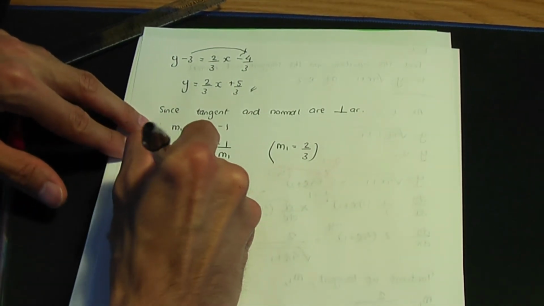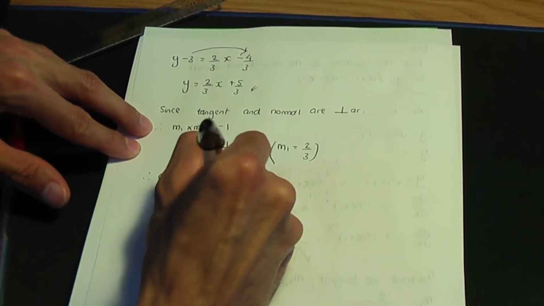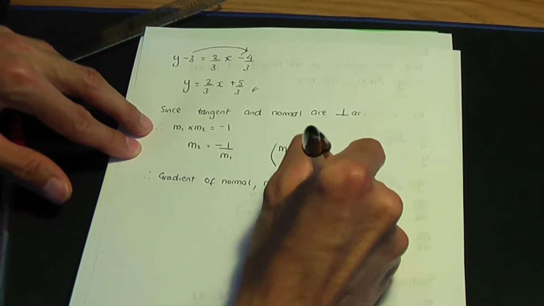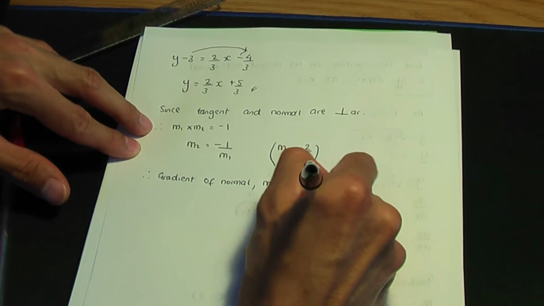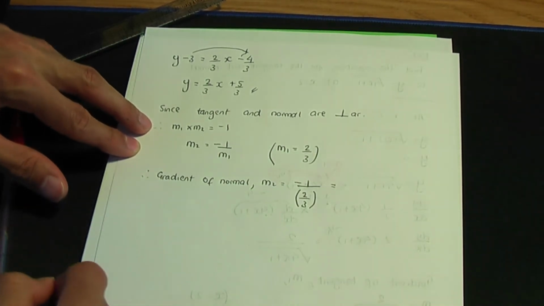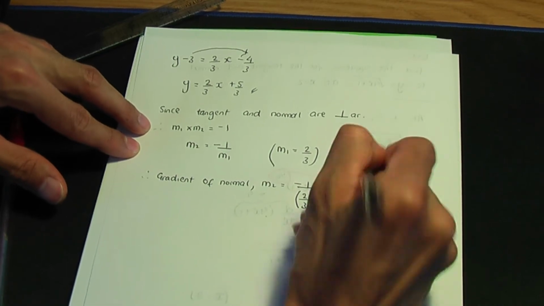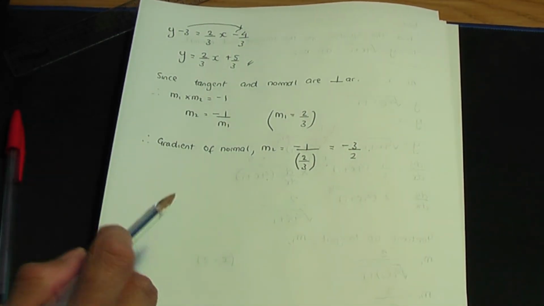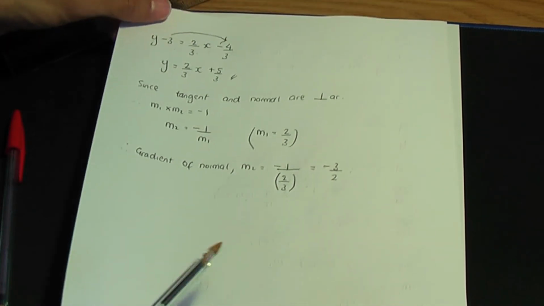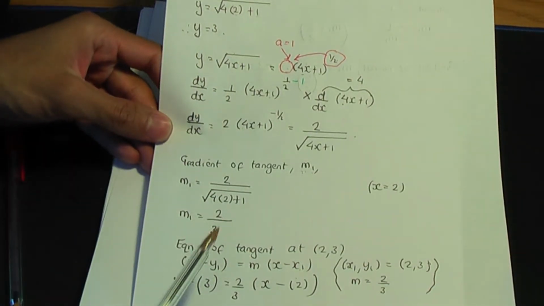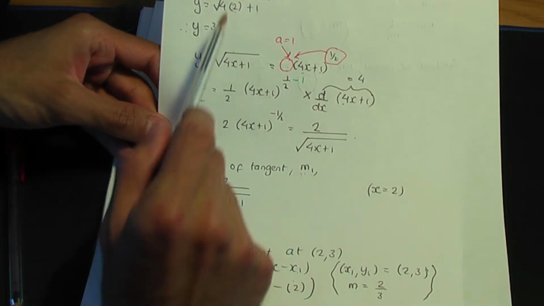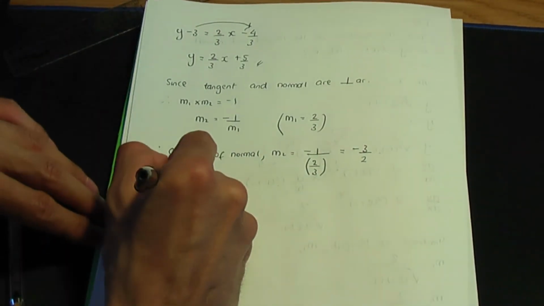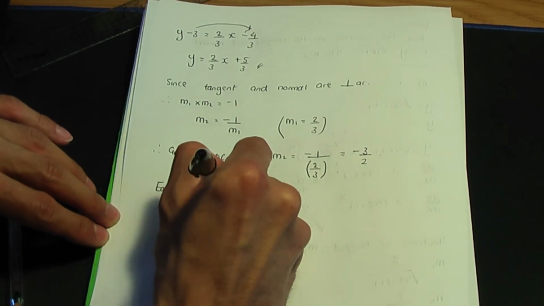So in this case, gradient of the normal m2, that's going to be minus 1 divided by m1, which is 2 over 3. And if we simplify that, we're going to have minus 3 over 2. Okay? So that being the gradient of our normal. So we have the gradient of the normal, and remember the tangent and the normal pass through the same point, and the point being 2, 3, so the coordinates we found from an earlier stage. So we have everything that we need to work out the equation of the normal.